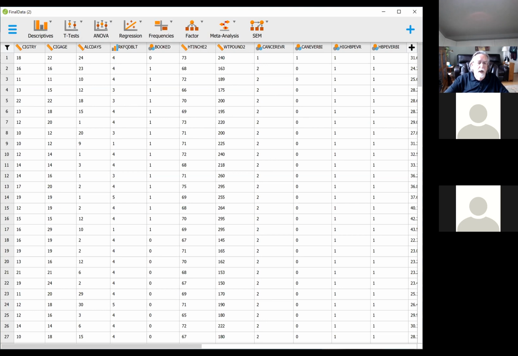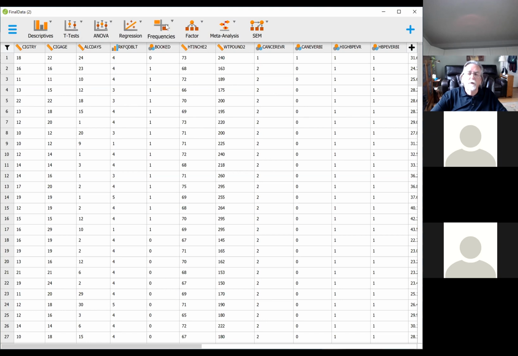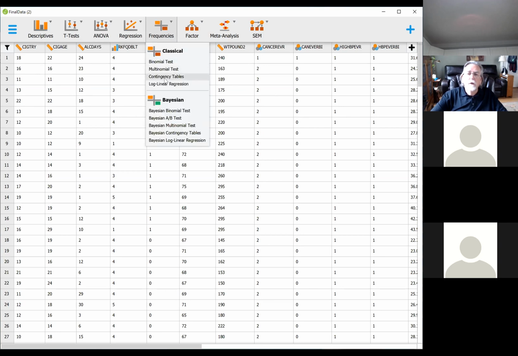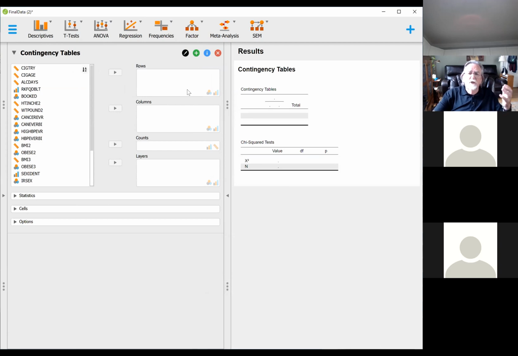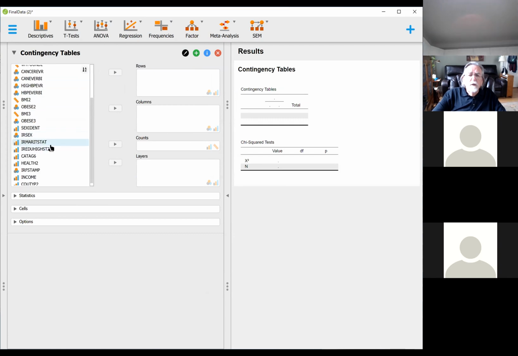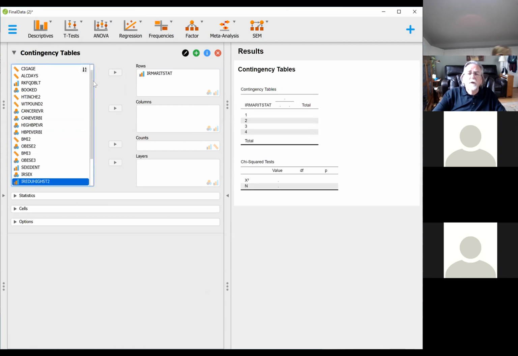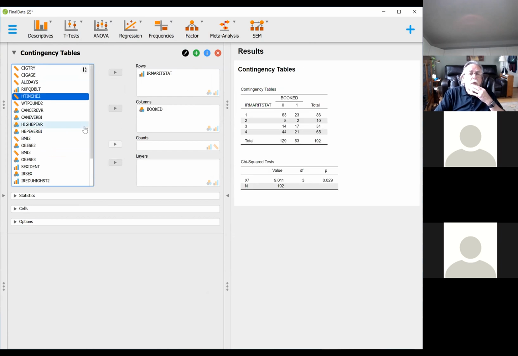In order to do chi-square, we have to first start with a frequency, and we have to create what's called a contingency table. A contingency table is essentially a crosstab table. And so I'm going to put marital status in this, and I'm going to ask the question, is marital status related to whether you have ever been booked into jail or not? Now, it doesn't say whether you've ever been convicted or not. It just asks, has it ever been the case that you've been booked into jail? And is marital status related to that?